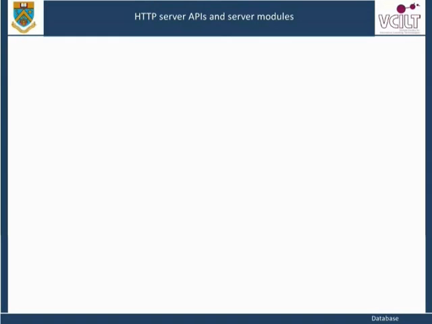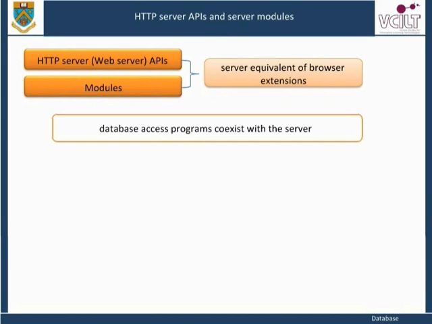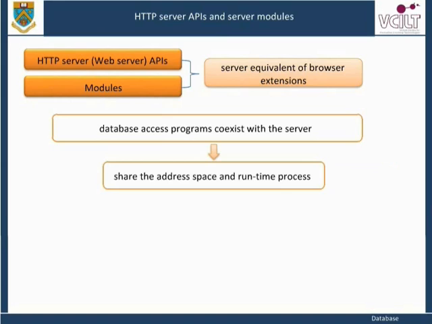HTTP server APIs and server modules. HTTP server web server APIs and modules are the server equivalent of browser extensions. The central theme of web database sites created with HTTP server APIs or modules is that the database access programs coexist with the server. They share the address space and runtime process of the server.